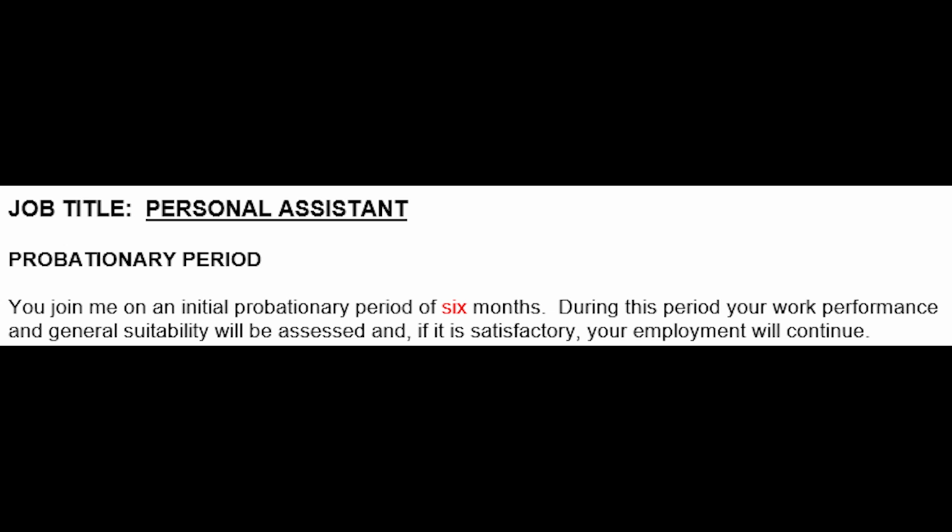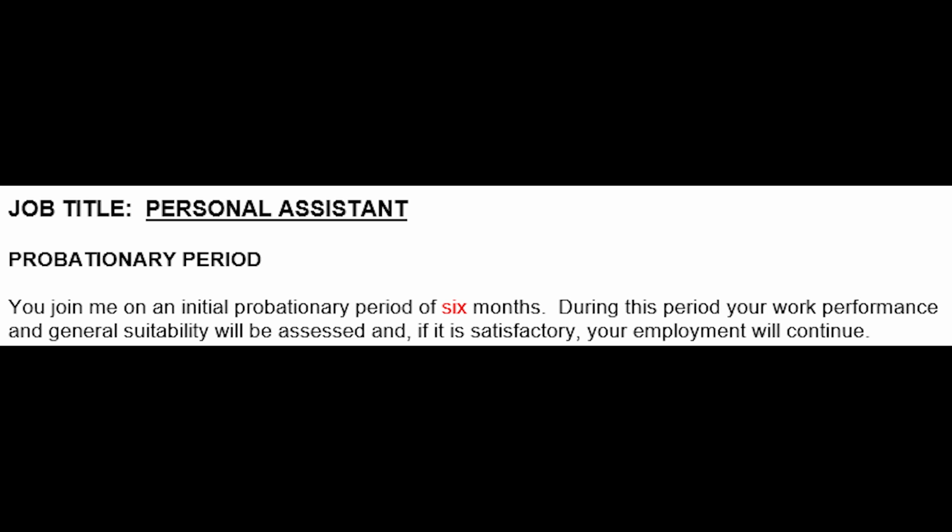So the first bit of the contract that's in red is the probationary period part of the contract, and we spoke about this in quite a bit of detail earlier in the webinar. You can see that it says you will join me on an initial probationary period of 6 months, and 6 is in red. That gives you the option to change it, to a smaller number or a higher number. My recommendation would be not to go any more than 6 unless you've got a specific reason to do so, but you could choose to reduce it if you wanted to.